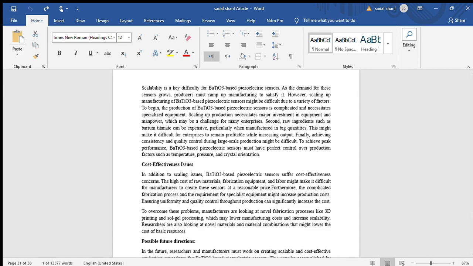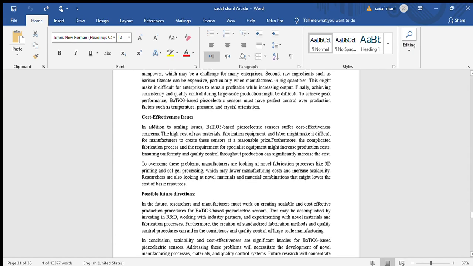To begin, the production of barium titanate based sensors is complicated and necessitates specialized equipment. Scaling up production necessitates major investment in equipment and manpower, which may be a challenge for enterprises. Second, the raw ingredients such as barium titanate can be expensive, particularly when manufactured in big quantities. This might make it difficult for enterprises to remain profitable while increasing output.